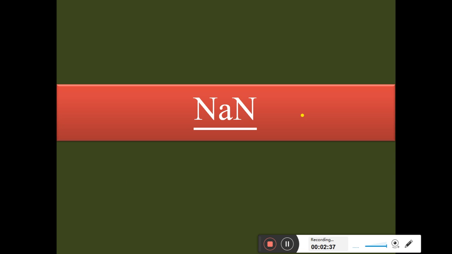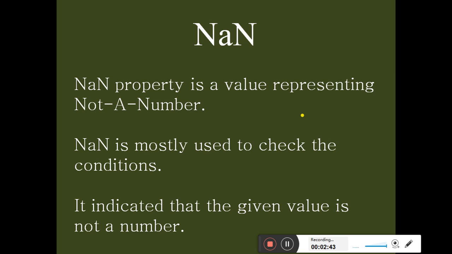Now next is the NaN property. What will this property do? This NaN property is a value representing not a number. If the given value is not a number, then it will return NaN. It indicates that the given value is not a number. We use this NaN mostly in checking conditions.